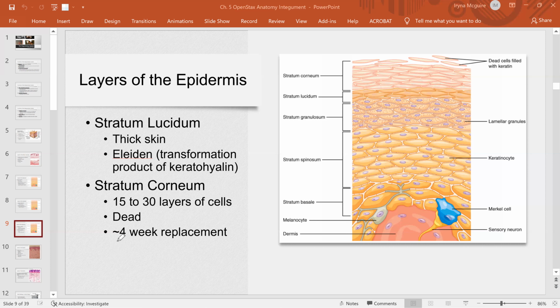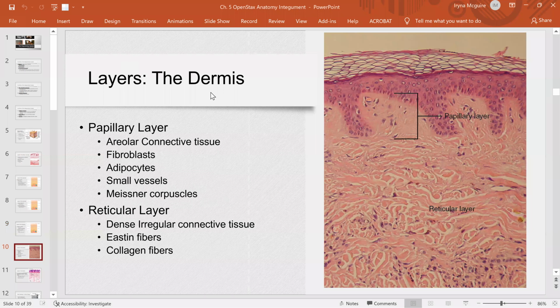Okay, next. Now we're moving to the dermis. So let's look at this histology slide over here. From this point up to all this part, this is your epidermis, right? So that's epithelial tissue. Now from here, the light pink, all the way to the end of the slide, this is your dermis.